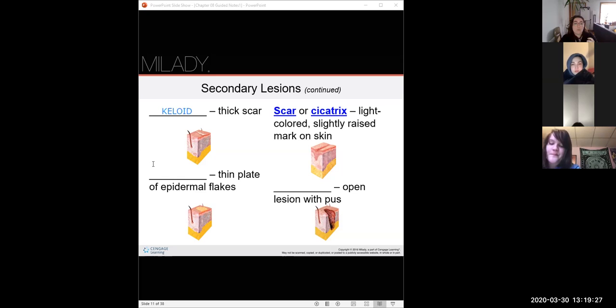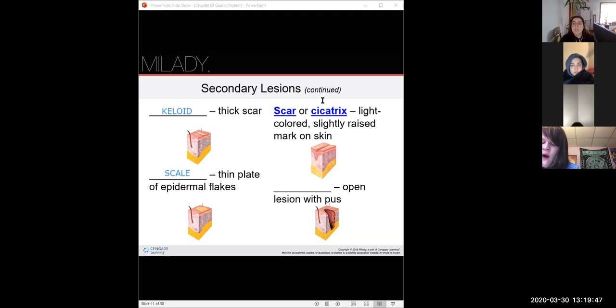Okay. Then we have a thin plate of epidermal flakes, which is a scale. This could be like your common dandruff. It's thin, dry, and oily, which it's weird that it can be dry and oily at the same time. It's a dry piece of skin that flakes off with excessive oil.